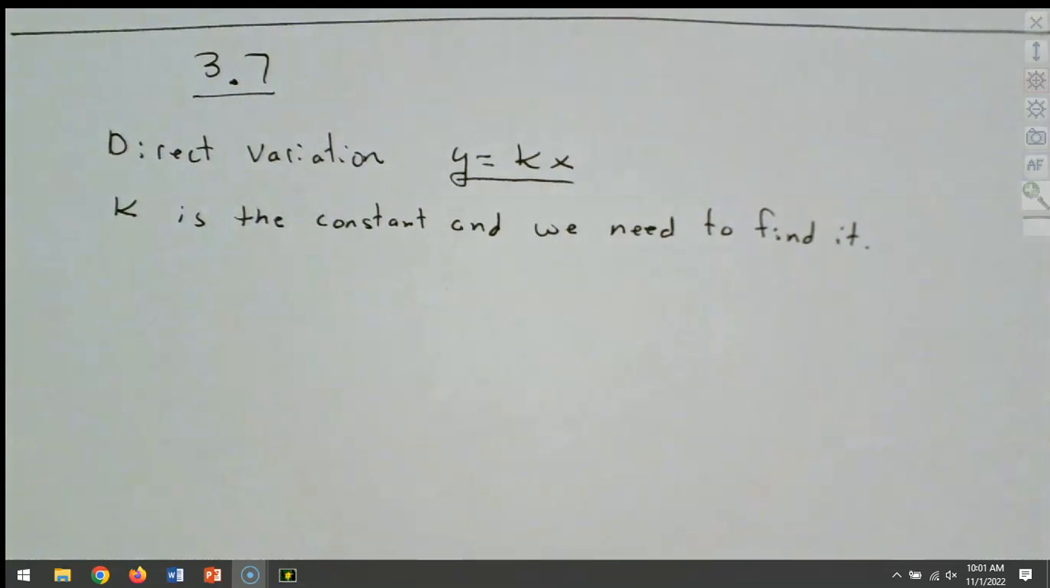Now, when I work these out, I use words instead of the variables in many cases, because it's confusing if I put in the y's and the x's. Then we forget what is what. So when we work these out, I'm going to use words instead of the variables, except for k. k is going to be our constant, and we're going to have to find it. And so we're going to look at these applications, and these are direct variation.